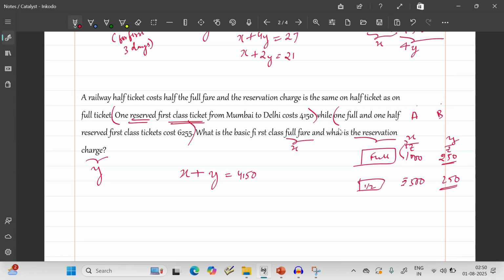Next they are telling one full and one half reserved first class ticket costs 6255. One full ticket is there, one half ticket is there. What will be the price of one full ticket? Same, x plus y, right? Because x is the full price and y is the reservation charge. Now what about the half ticket? What will be the cost? The cost will be x by 2. Half of this, 1000's half, 500.